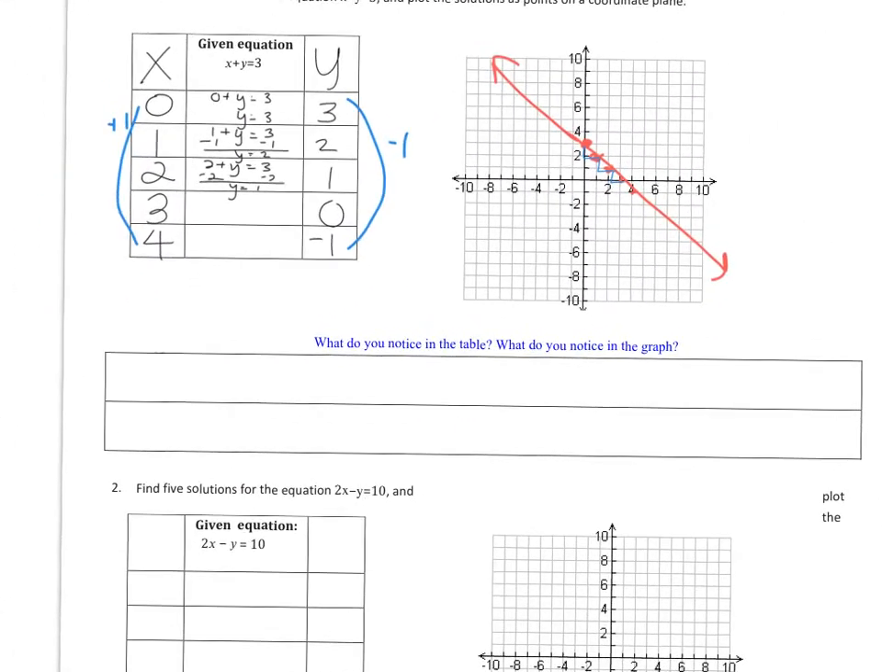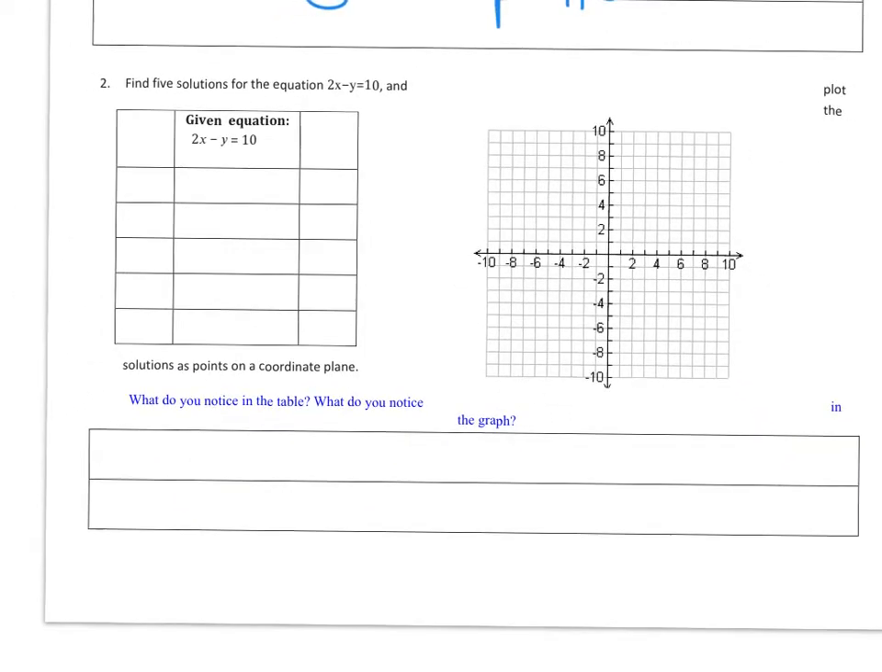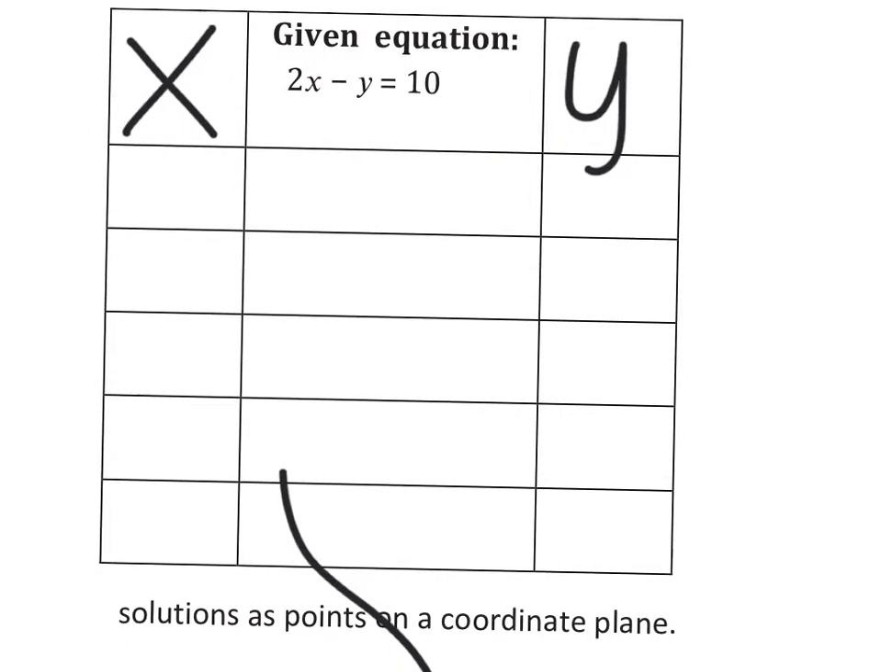So what do you notice? They have the same pattern. If they don't have the same pattern, we made a mistake somewhere and we need to go back and fix it. Okay, let's try something a little more complicated. We have to be careful this time because negative y makes everything more difficult. So this is our x and this is our y. Hopefully we can figure out a pattern and then go from there.